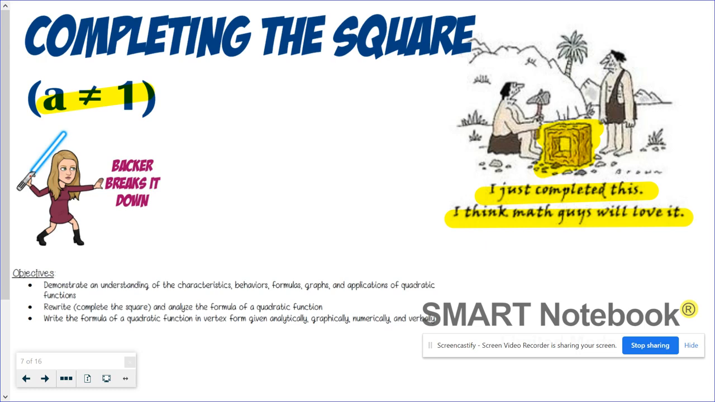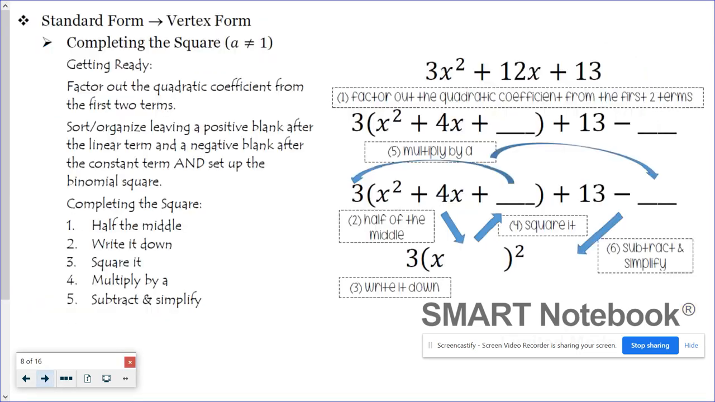All right, so remember, completing the square is the process that we can use to write a standard form quadratic equation in vertex form. Now, previously, we looked at the process for when a was equal to 1. So what do we do when it's not equal to 1? Well, honestly, it is just one additional step, and it happens right at the very beginning.